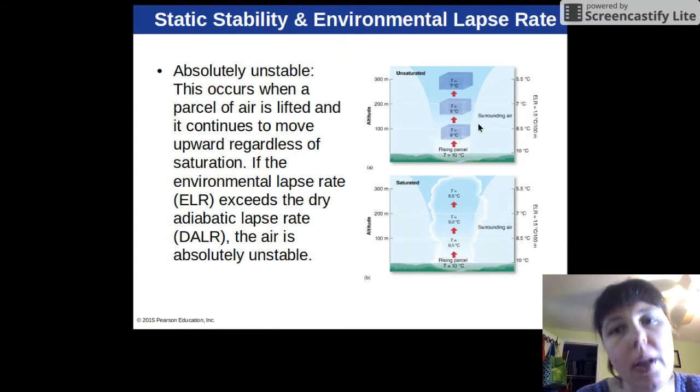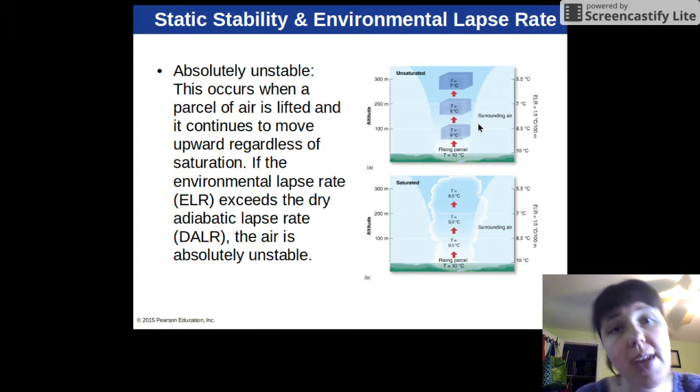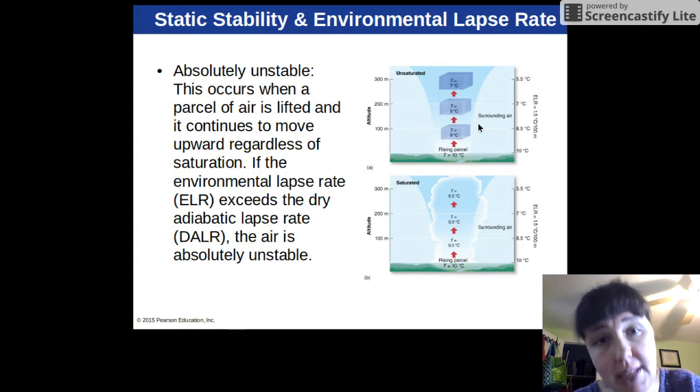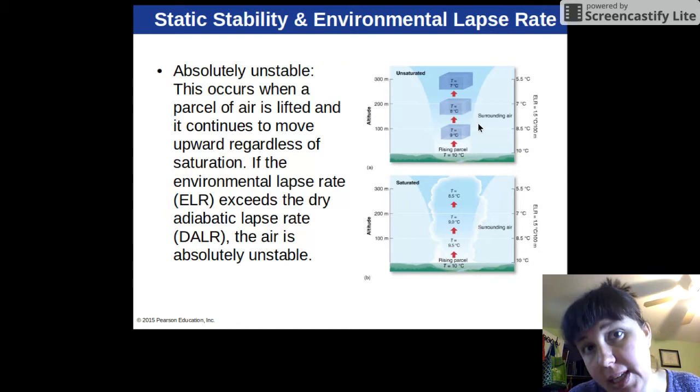So regardless of whether the air is saturated or unsaturated, if the atmosphere is absolutely unstable, that means an adiabatic or lifting air parcel is moving on its own. If I consider a little area of air that is moving upwards on the vertical on its own, I consider it a parcel. That's a good term to describe that little air bubble that's moving on its own, not with the surrounding air. It's rising at its own rate in its own spot.